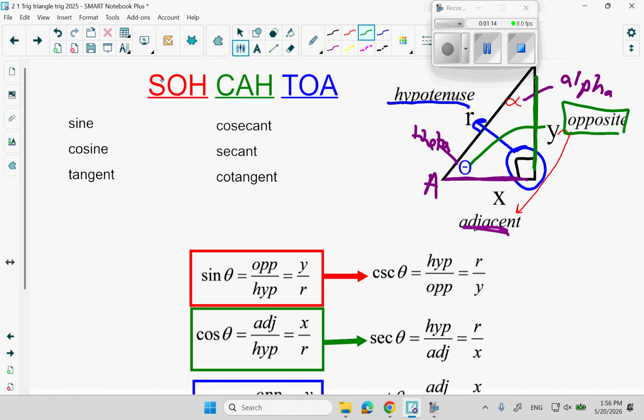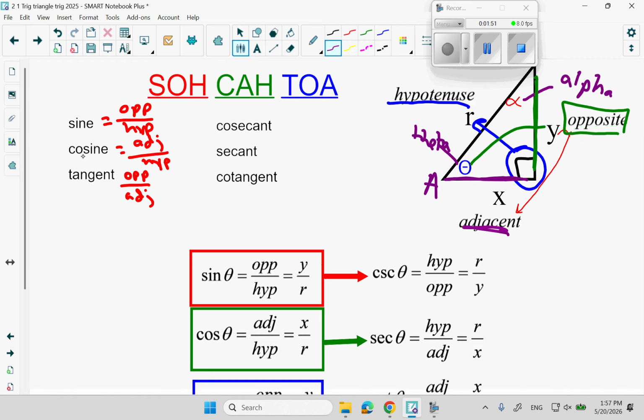I can use the SOHCAHTOA denomination to identify trigonometric ratios, where sine is the opposite side over the hypotenuse, cosine is the adjacent side over the hypotenuse, and tangent is the opposite side over the adjacent, hence SOH: sine opposite over hypotenuse, CAH: cosine adjacent over hypotenuse, TOA: tangent opposite over adjacent.